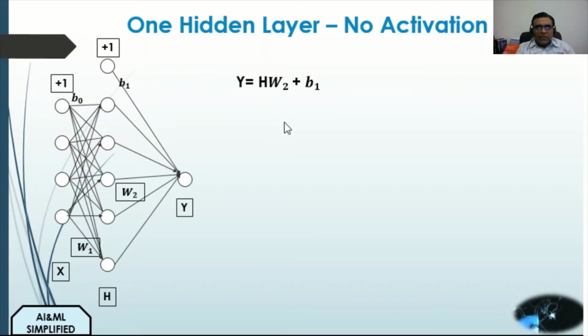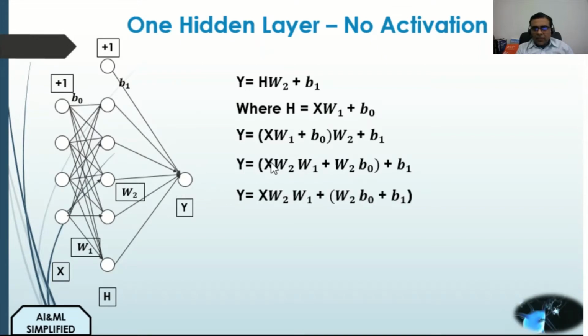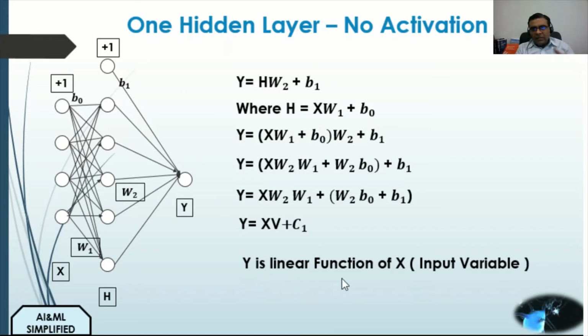We can replace this H, which is getting the inputs from X1 and has a bias of B0. Once we do that and we replace H in the previous equation and apply some rearrangement of the terms and simple multiplication, what we see is Y can be expressed as a function of X and a constant term. So in this case, effectively Y is expressed as a linear function of the input values and a constant term.